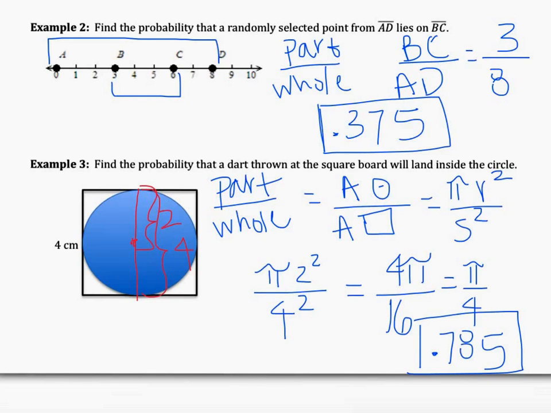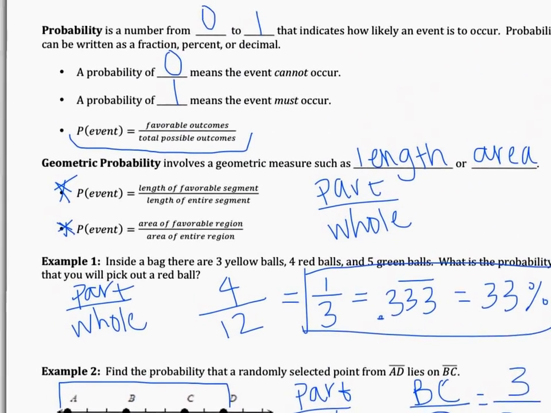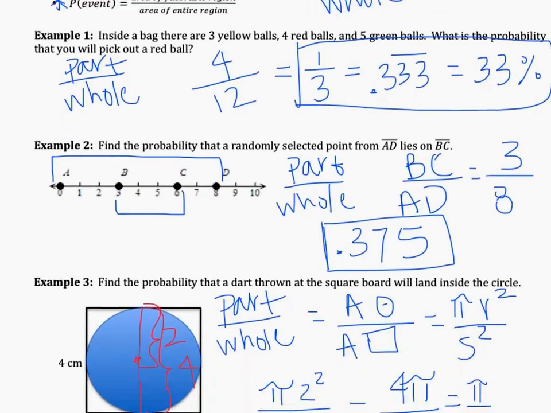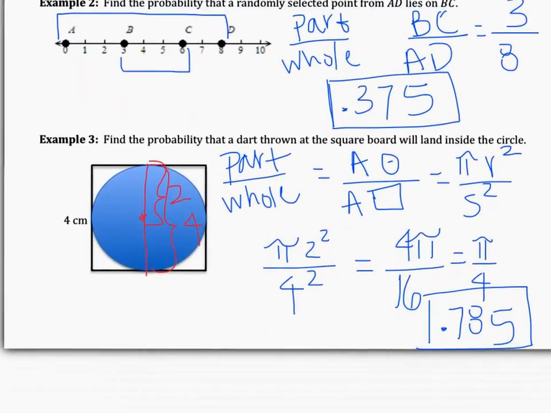This concludes geometric probability video notes. You do need to know these definitions and these formulas, also how to find the probability of an event occurring, whether it is dealing with outcomes, length, or area.